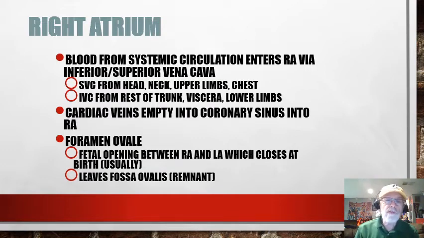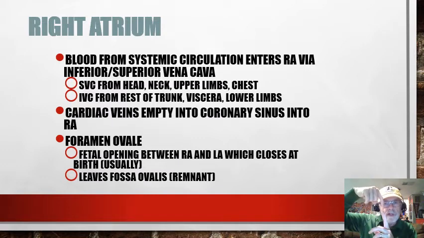So it enters from the systemic circulation by what's called the inferior or superior vena cava. Vena cava is a large vein. The one below the heart that comes from the bottom of the body is the inferior vena cava. The one that comes from the top of the heart is the superior vena cava. So the superior vena cava takes all the used blood from the head, the neck, the upper limbs, and the chest and brings it back to the right atrium.